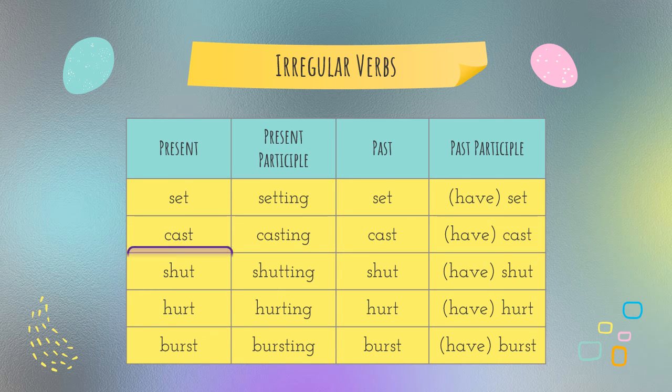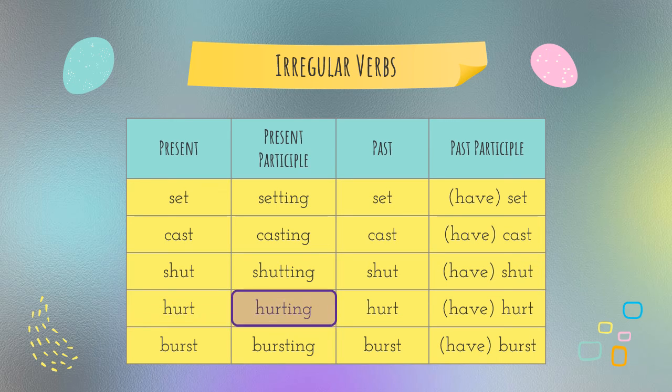Then for the verb cast, its present participle is casting, its past is cast, and its past participle is have cast. The present form of shut is shut. For a present participle, it's shutting. Again, we double the T because we have a single consonant preceded by a single vowel. Then its past is the very same as its present, shut. And the past participle is again shut. You just have to have that have verb with it.